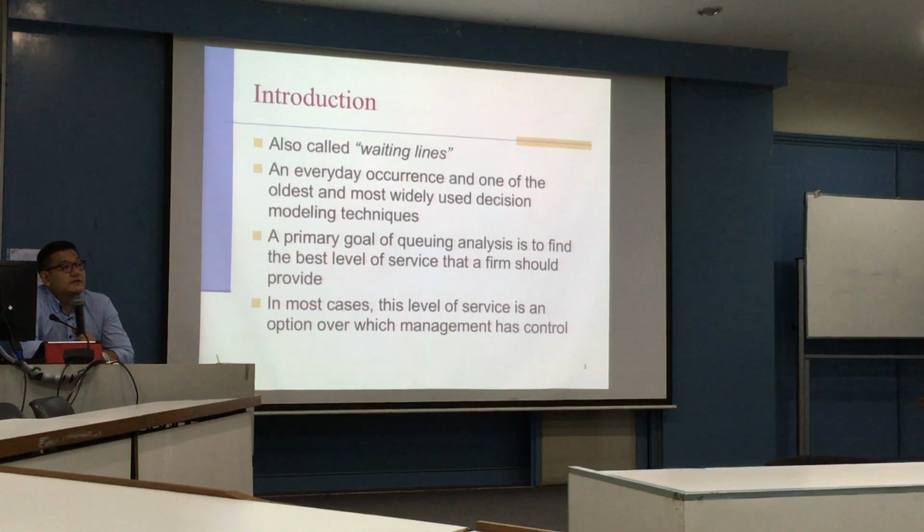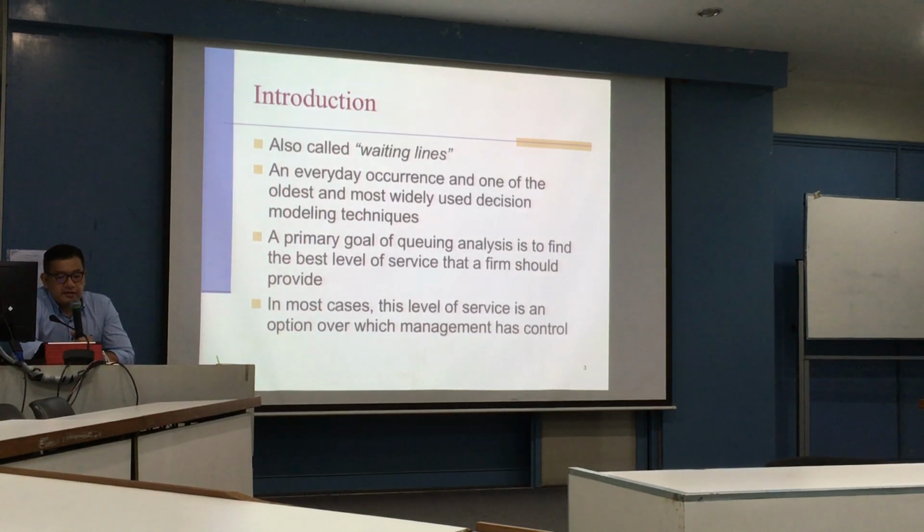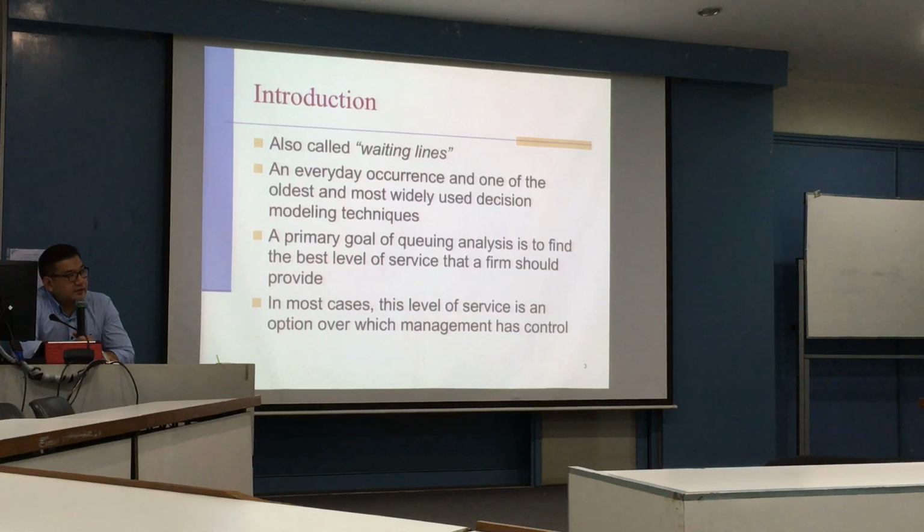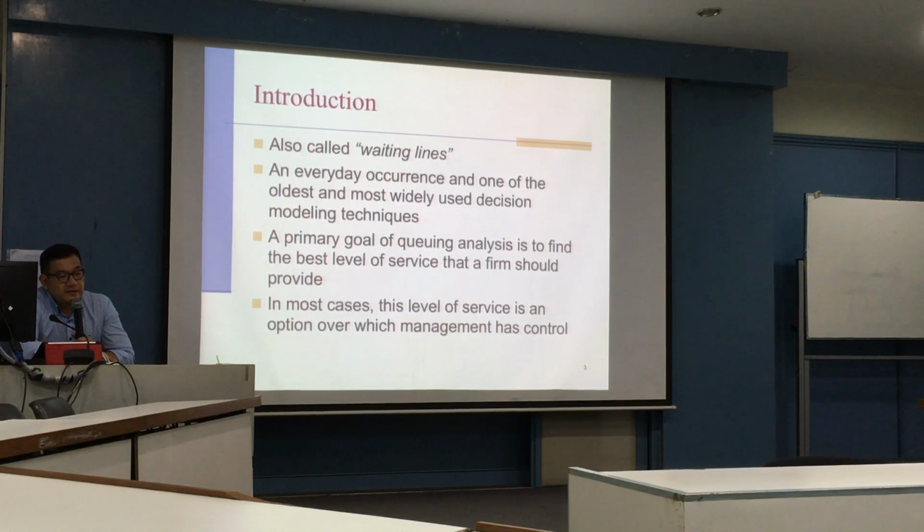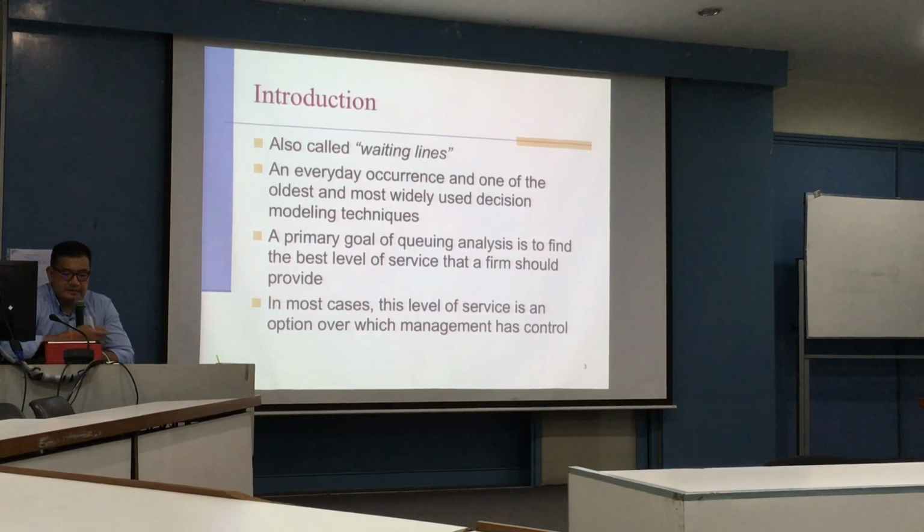You have a queue when you try to have lunch. Right? You go to commercial banks, so you have queuing. Even when you're using the Wi-Fi in the university, it's still queuing. Right? Buying tickets and then going to the counter at the airport, checking in, is still queuing, right? So you can see that every day we have a lot of queuing systems involved around us, right? So the primary goal of the queuing system is that we try to find the best level of service that the company should provide to the customer, right? So this is the main thing, okay?